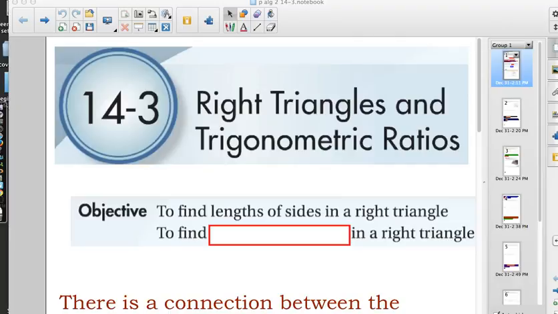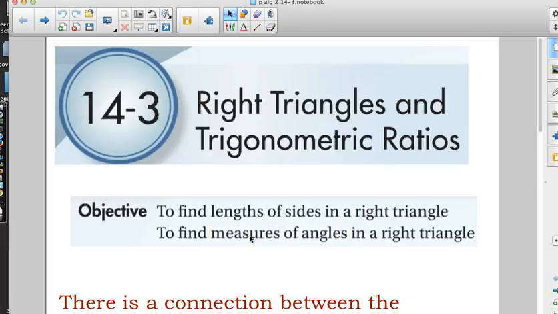Get through the first part of this. So yesterday was find lengths of the sides in a right triangle, and today is going to be about, part of it anyway, the measures of the angles. So grab your packet and find that example that we were at.